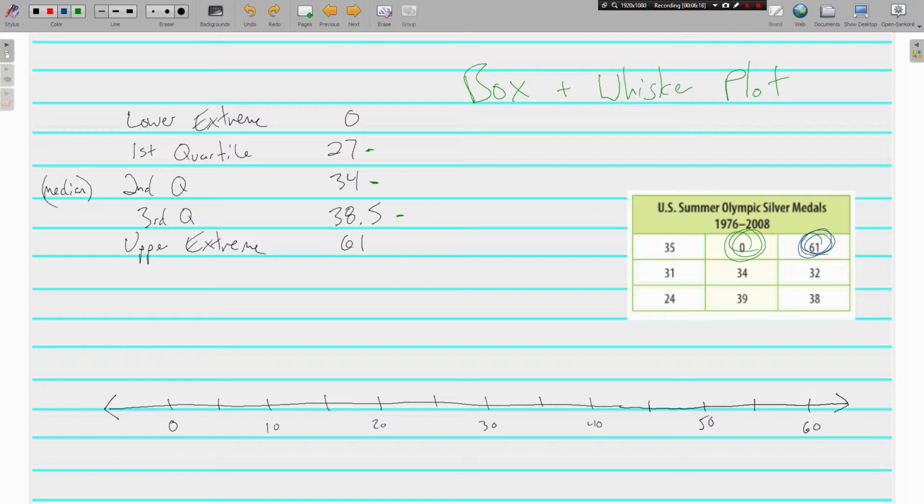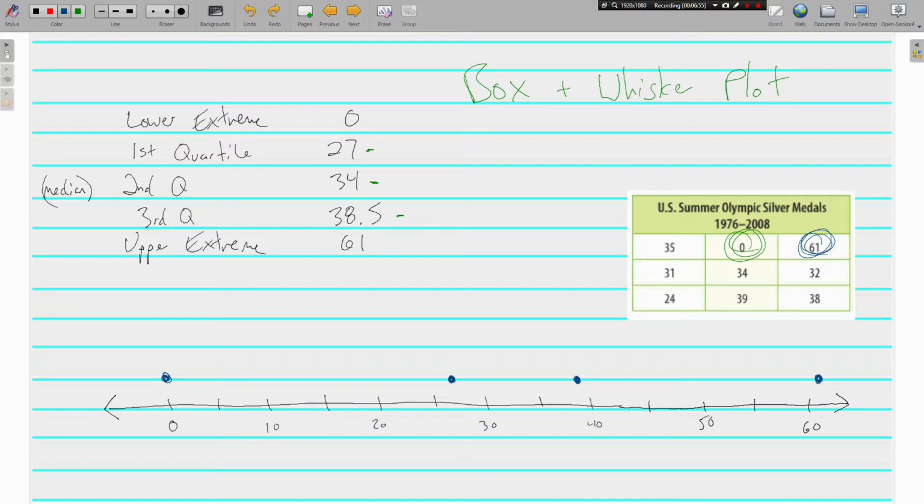These 5 numbers help us make a box and whisker plot. Okay? Lower extreme is at 0, so we put a dot above 0. The upper extreme is at 61, so we'll put a dot up here at 61. First quartile is at 27, so that's 25 right there, so 27 is going to be right there-ish. Third quartile is 38.5, so getting pretty close to 40.